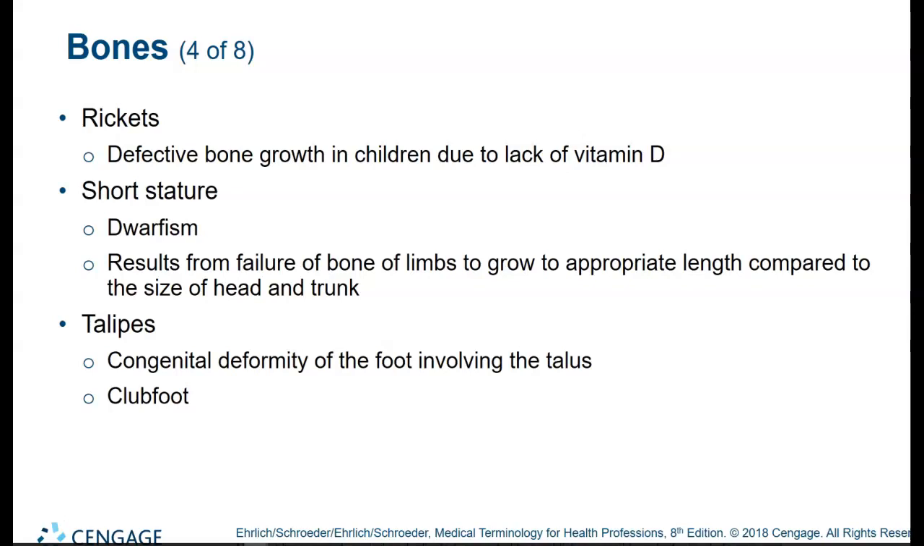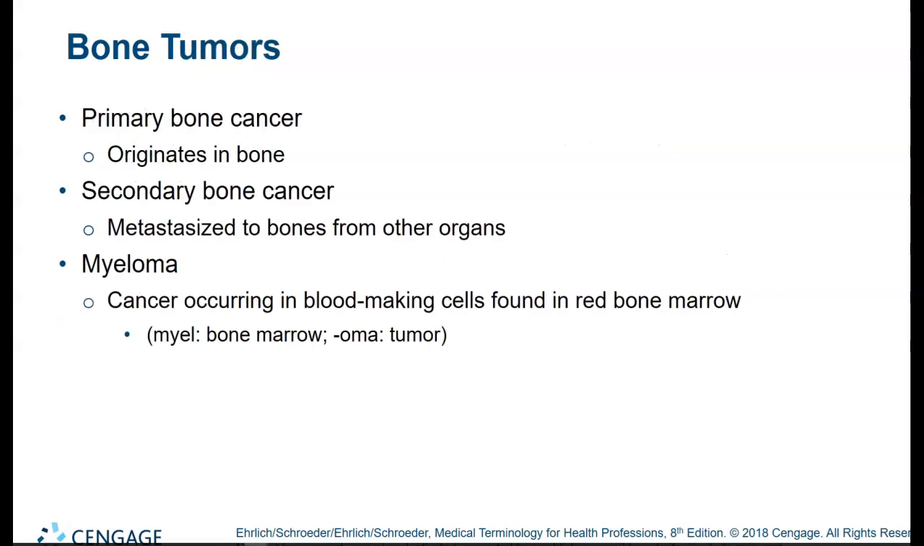We do have some different types of dwarfism. There's a number of different types out there. And talipes is actually clubfoot. It is a congenital deformity of the foot. There are different types of bone cancers. We can have a primary bone cancer, which means that it originates in the bone, or a secondary bone cancer, which means it has metastasized to the bones from other organs.